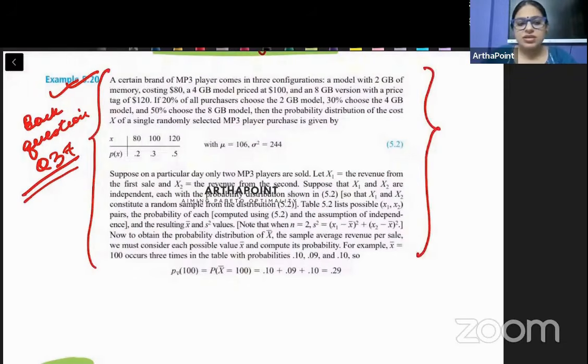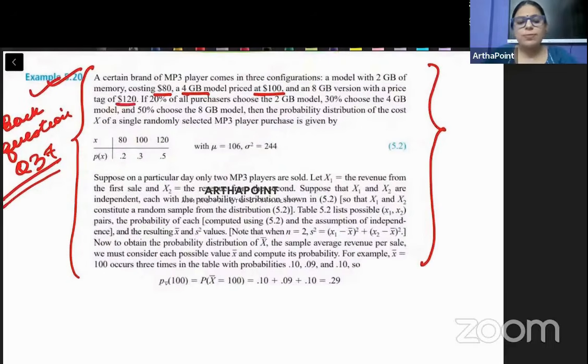It says a certain brand of MP3 player comes in 3 configurations: a model with 2 GB of memory costing $80, 4 GB of memory priced at $100, and an 8 GB version priced at $120. तो आपको 3 वर्जन दिए हुए हैं और उनके रिस्पेक्टिव प्राइसेस दिए हुए हैं कि आप या तो $80 अर्न कर सकते हो या 100 या फिर 120.